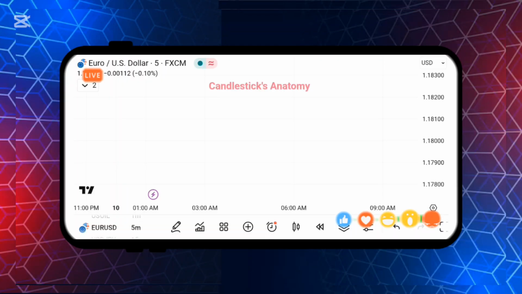So we'll be talking about candlesticks anatomy. Now, what is candlesticks anatomy? This is simply the formation, the price formation, or how the candlesticks are being formed in every given time frame. You understand? Individually, how the candlesticks are being formed. That is the anatomy of candlesticks.